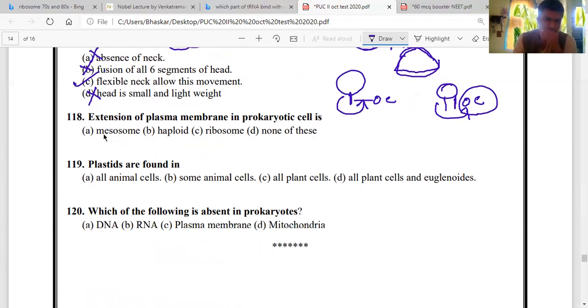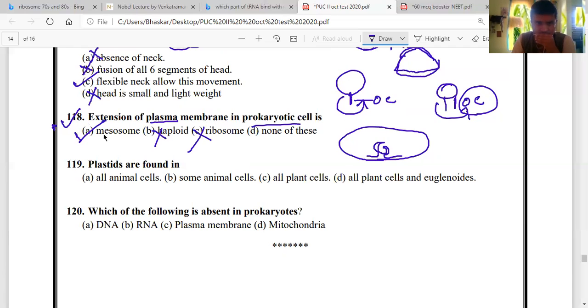Extension of plasma membrane in the prokaryotic cell. Okay, so in the inner membrane, mesosomes can be found that contain some important respiratory enzymes. That is the mesosome, and that is for respiration. Other options are totally irrelevant. You see, plasma membrane extension is actually mesosome and other options are irrelevant.